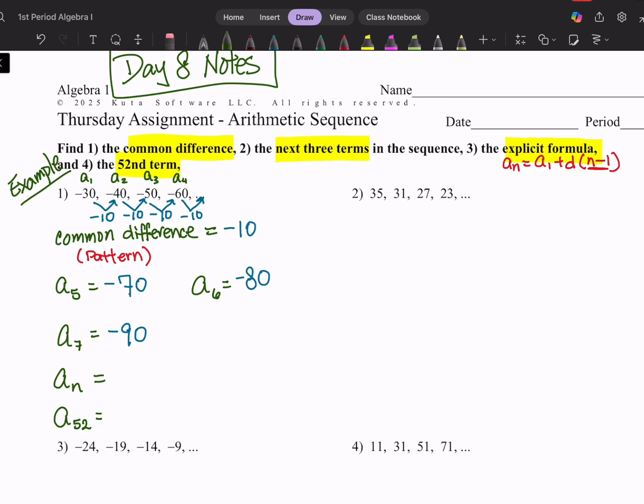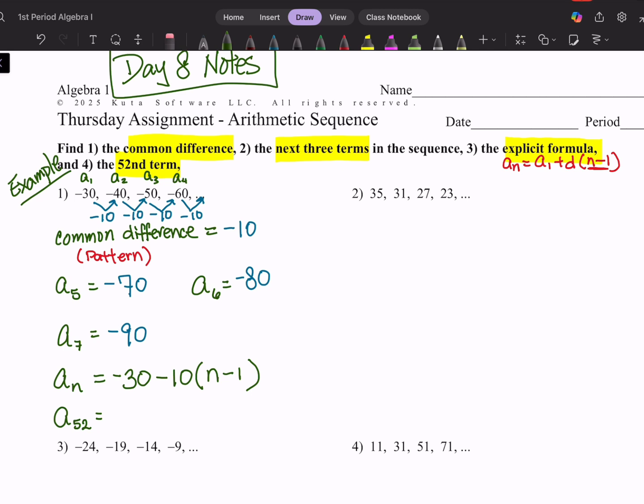So, working that out, that means a sub 1 is my first number. The first number on this list is negative 30. So I'm going to put a sub n equals negative 30. My common difference is negative 10. So that means I'm going to say minus 10 times n minus 1. That is going to be my explicit formula.